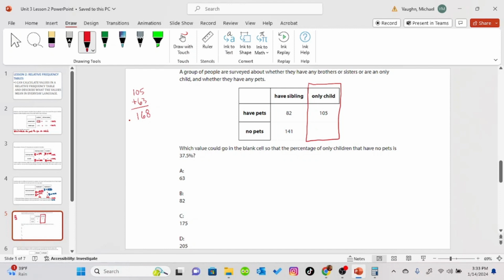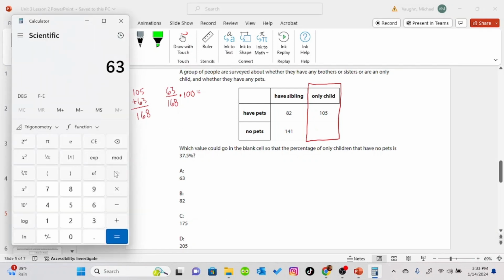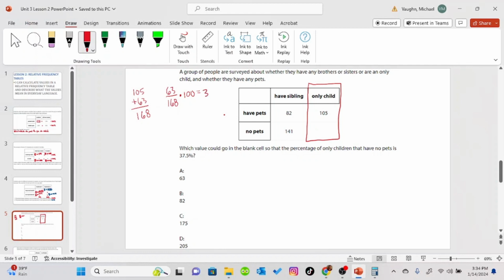Now we can take 63, divide that by 168, and multiply by 100 to find out what percentage that would make. And we find out that would create 37.5%, which is what we're looking for. So the answer would be A.